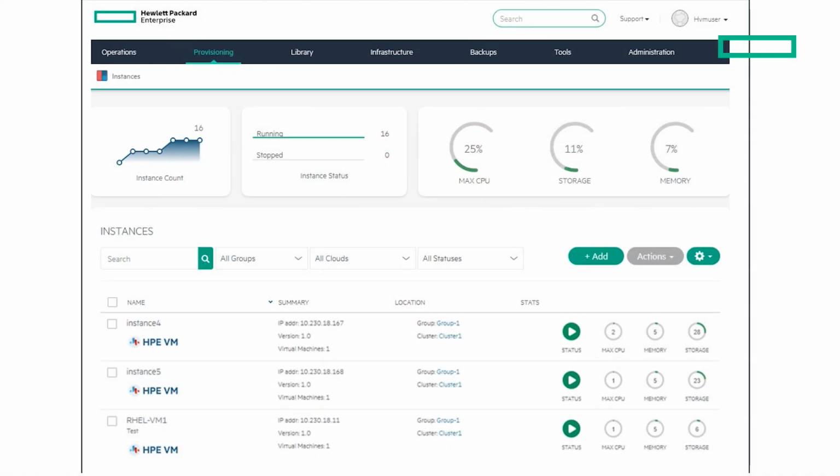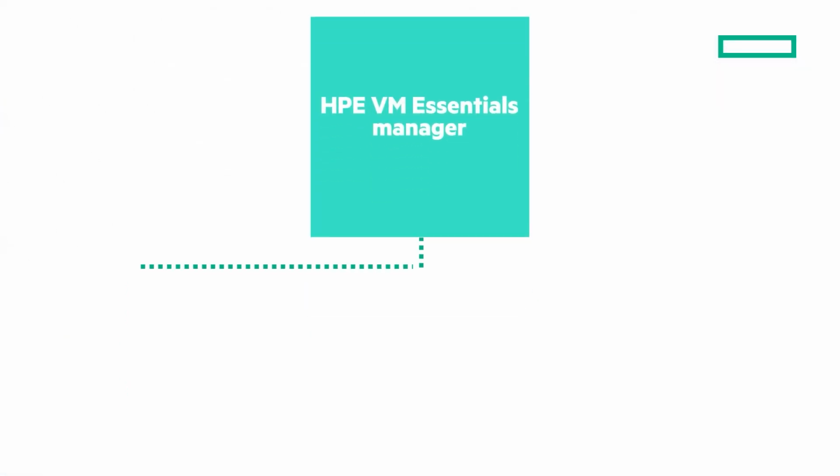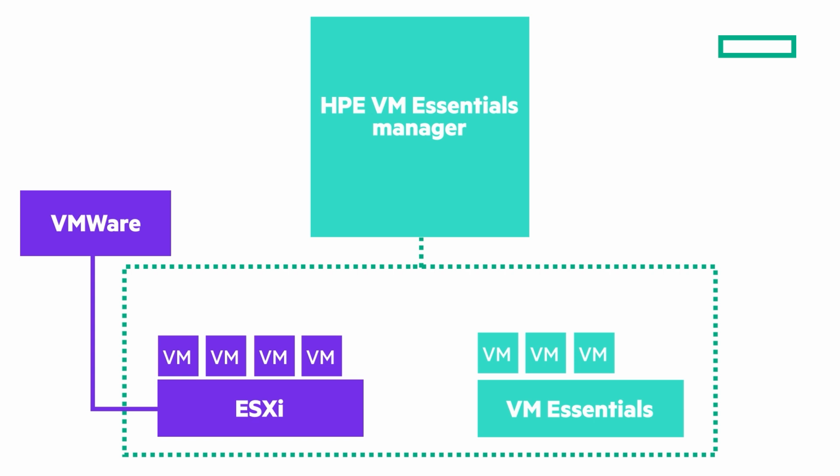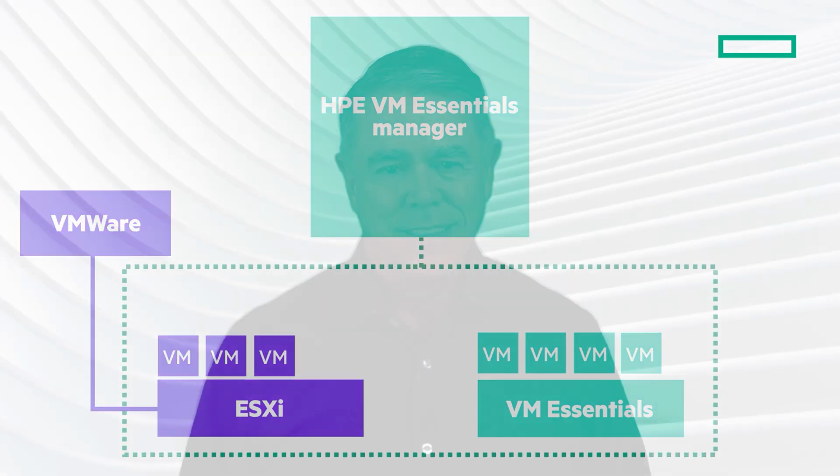HPE VM Essentials is a new KVM-based virtualization software solution that allows customers to provision and manage KVM and VMware-based virtual machines from a single intuitive interface. This single interface for KVM and VMware environments enables unified management of both HPE VM Essentials and VMware vSphere. It makes it possible to provision virtual machine workloads in either hypervisor on demand without any vendor lock-in.